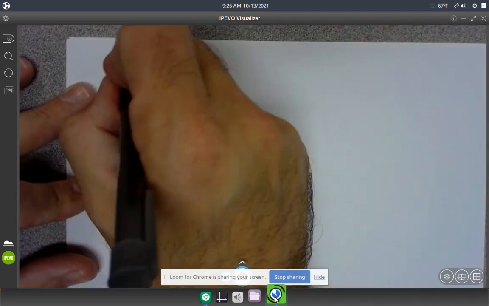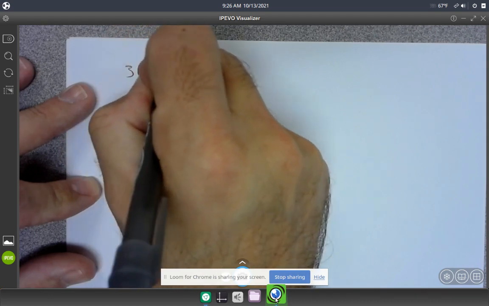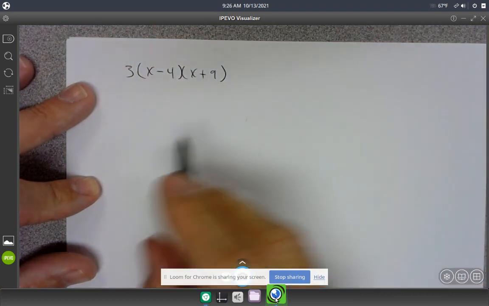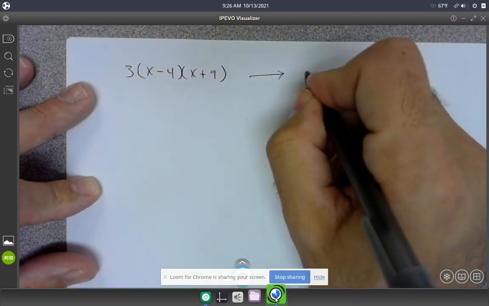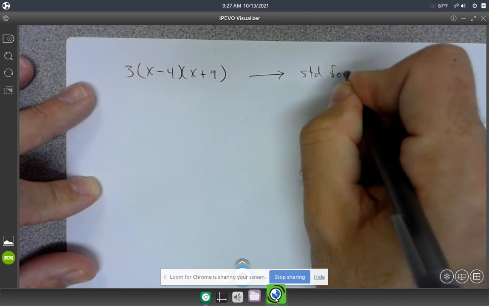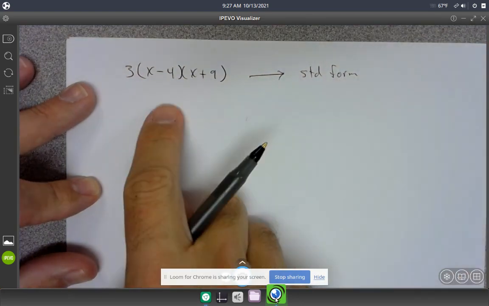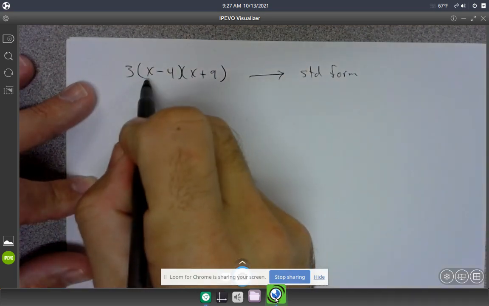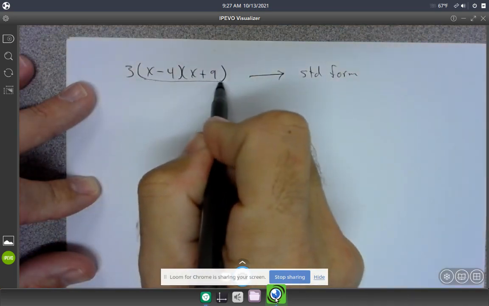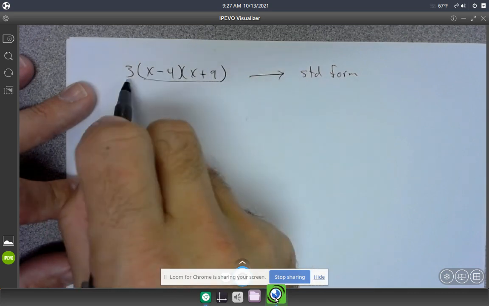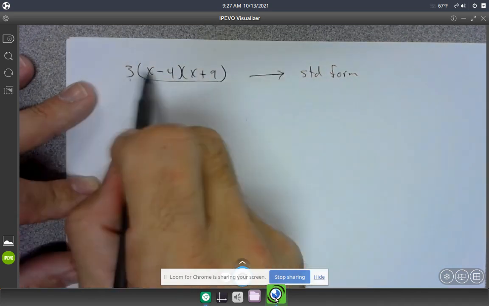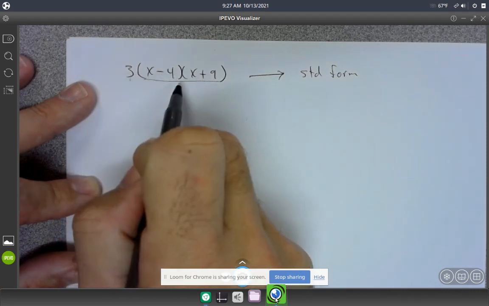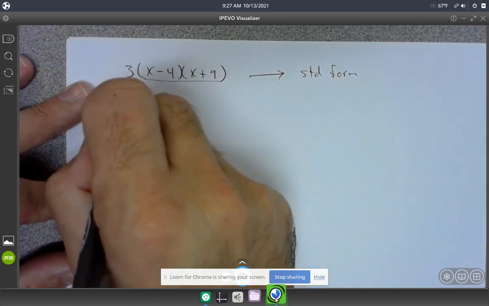All right, first example, I'm going to do 3(x - 4)(x + 9). And I'm going to take this, and what I want to do is convert it to standard form. So I'm going from factored form to standard form. This is pretty straightforward. What I'm going to do is multiply this part out, and then take that answer and times it by 3. Like you could take the 3 and distribute it into one of these parentheses and work it out that way. I just prefer doing it like this.